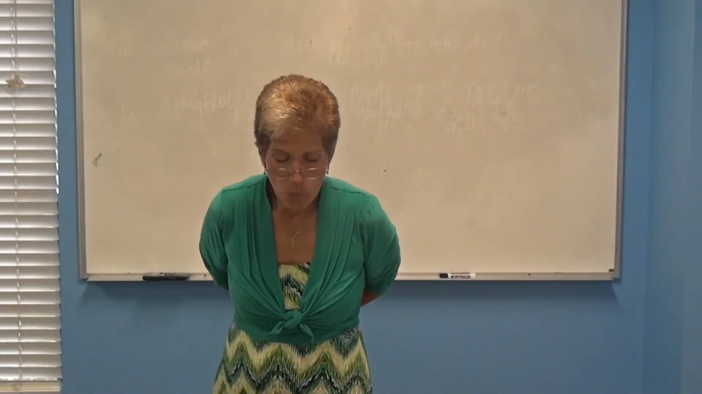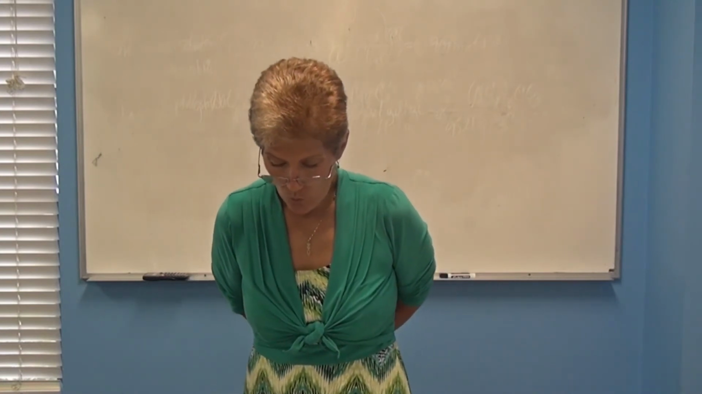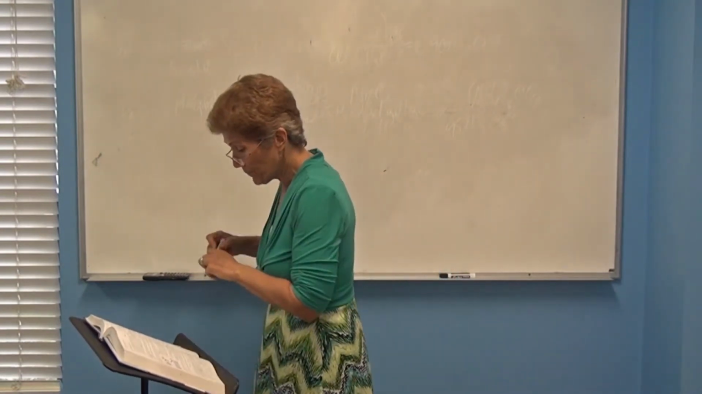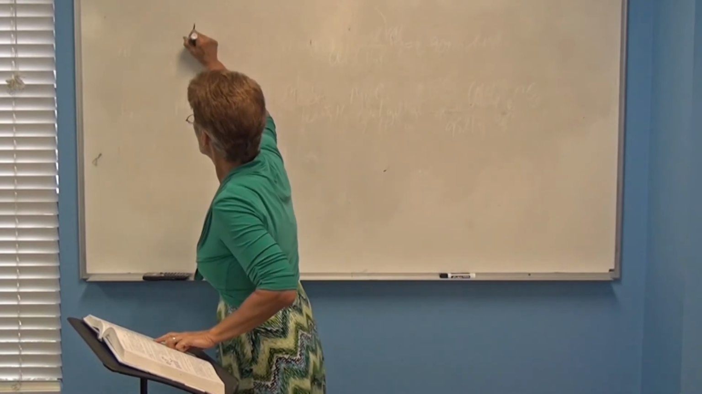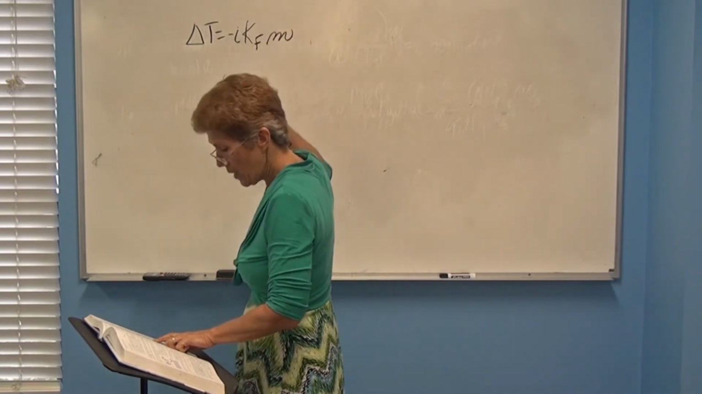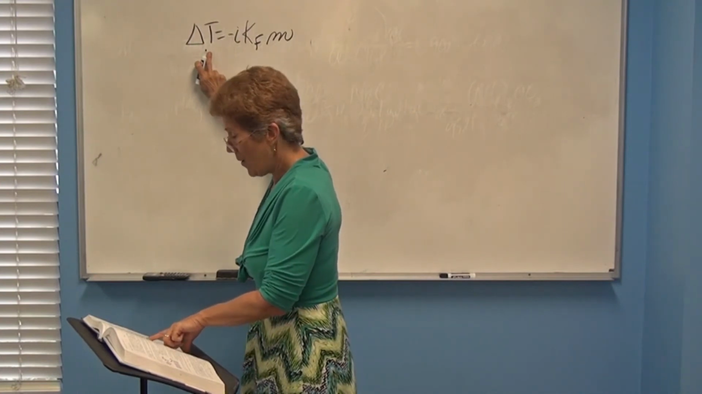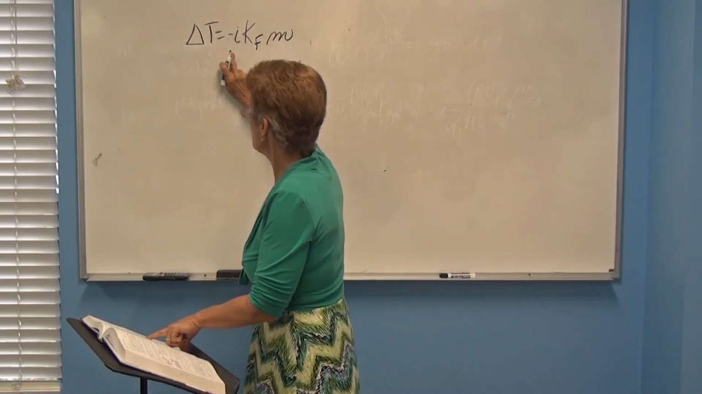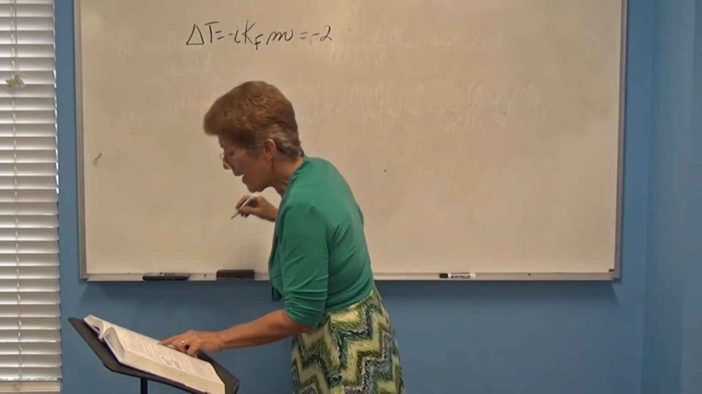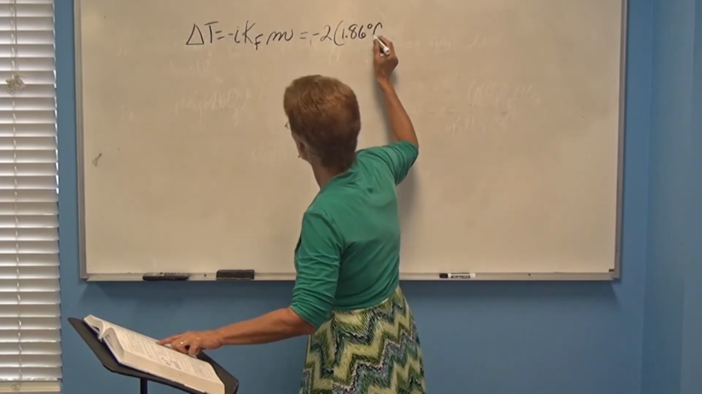Number 20. What is the freezing point of a solution made by mixing the grams of sodium chloride with 250 grams of water? And so here we're using the freezing point depression. So let's go ahead and do that. Negative i Kf molality. And we want to know what is the freezing point, so we're looking for the freezing point depression. We're putting in sodium chloride, so there are two ions, so we're going to go negative 2. The Kf is 1.86 degrees Celsius per mole.